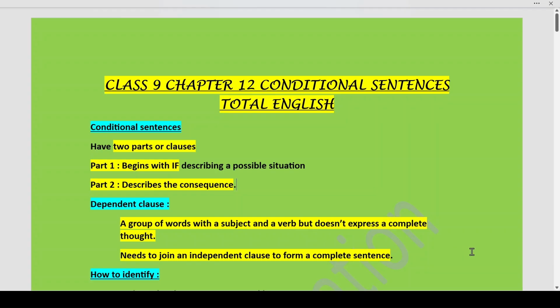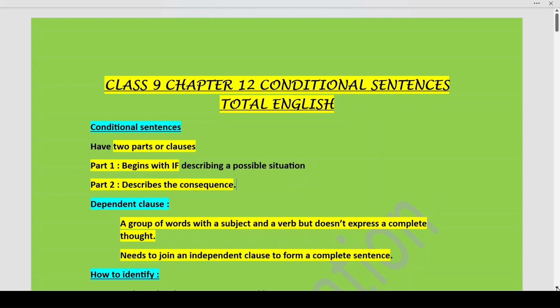Now, conditional sentences have got two parts or clauses. Now, what is the first part? The first part will always begin with if, which is the condition, which will describe a possible situation. And part 2 of the sentence, or the clause, will describe the consequence of it.